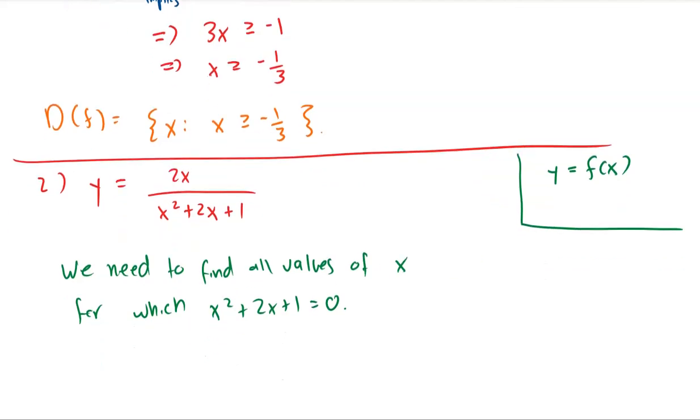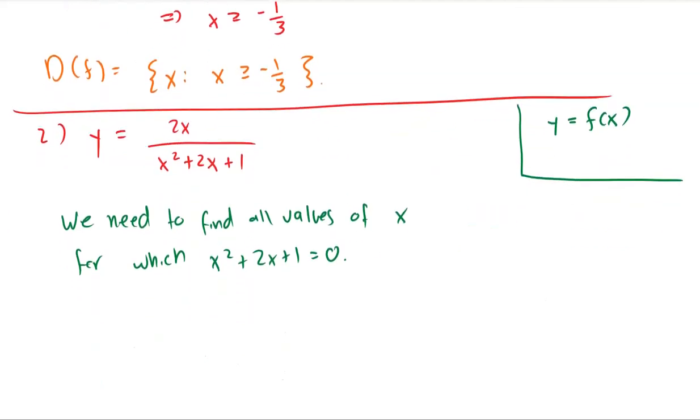Okay? So how do we find the x values for which the expression x squared plus 2x plus 1 equals 0? Now, this is something that we call a polynomial of degree 2. You don't have to worry about it right now. We'll cover this in more detail once we get further into the chapter.